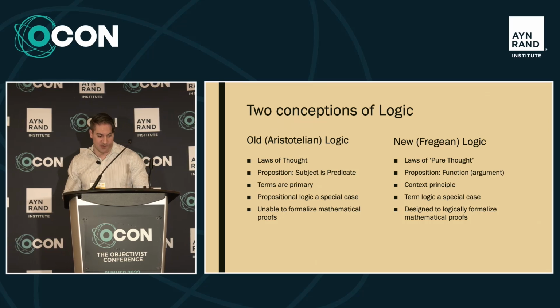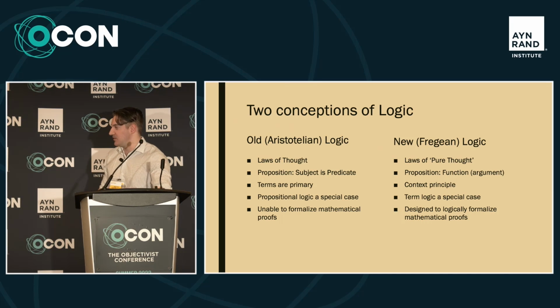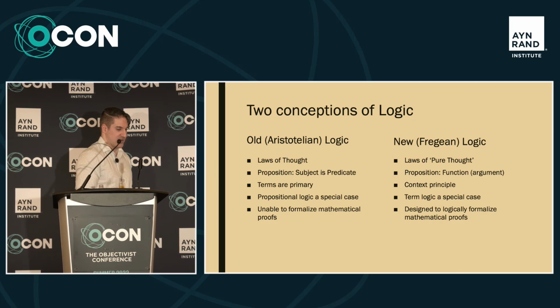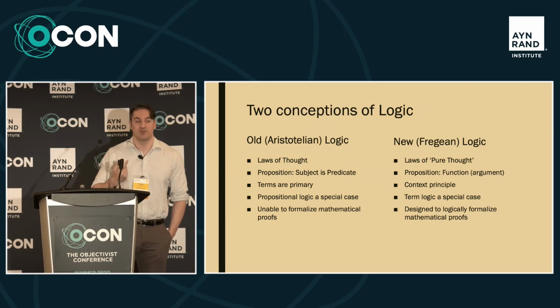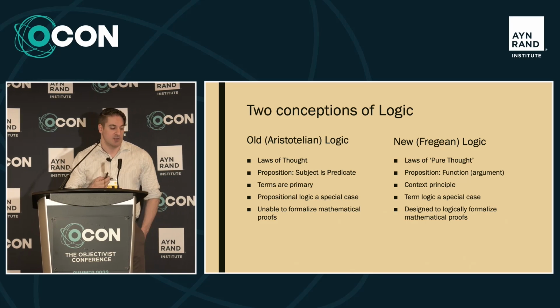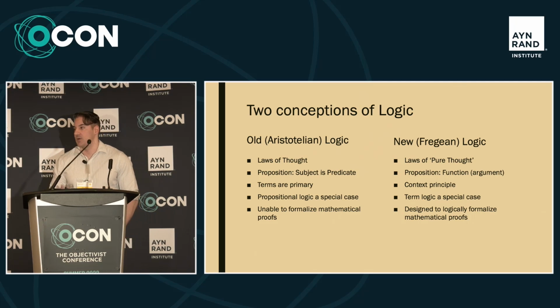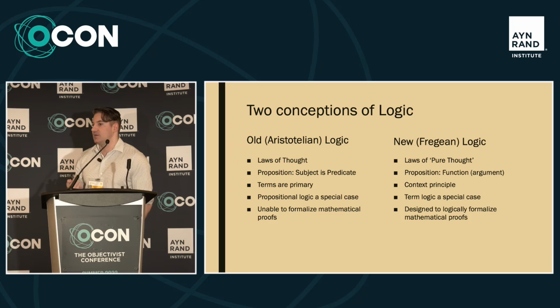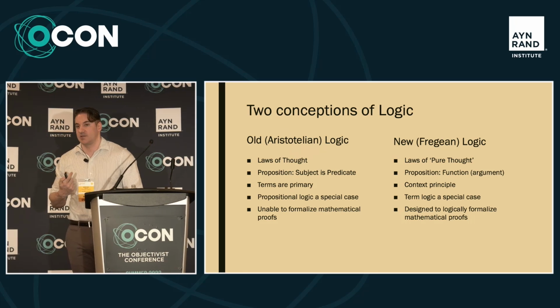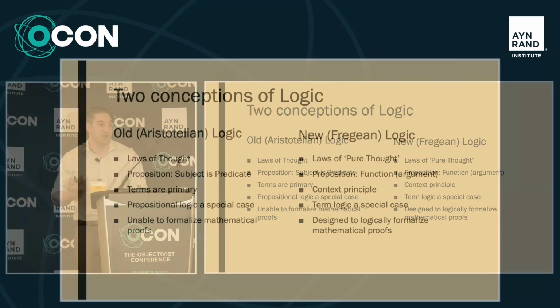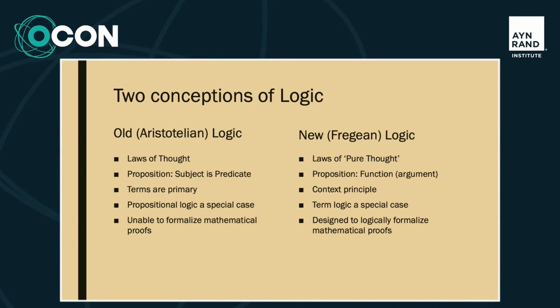So the last difference I want to point out is that in the old way of thinking about logic, you couldn't formalize mathematical proofs. Think of Euclid's proofs in the Elements. Aristotelian logic is supposed to give you rules and principles for understanding argument and reasoning, and they can't really apply those rules to the arguments in Euclid's Elements.